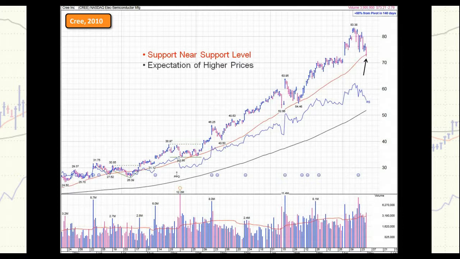And do we have an expectation of higher prices? You really don't. You would really say the stock probably has to pull back more. My expectation on this day would be that it goes lower before it goes higher again, if it goes higher at all. So we're going to go ahead and say, no, there is no expectation that it goes higher.